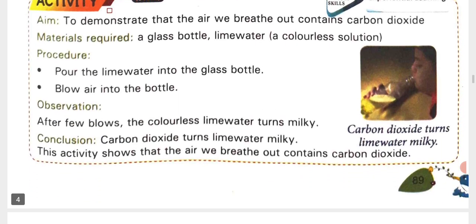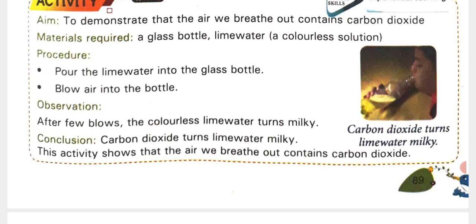To demonstrate that the air we breathe contains carbon dioxide, look at the picture here. So you take lime water. Lime water is a chemical, calcium hydroxide. Into a glass bottle, blow air in it. So colorless lime water turns milky. Actually, they react with carbon dioxide. Lime water and carbon dioxide react to produce calcium carbonate, which is white in color.